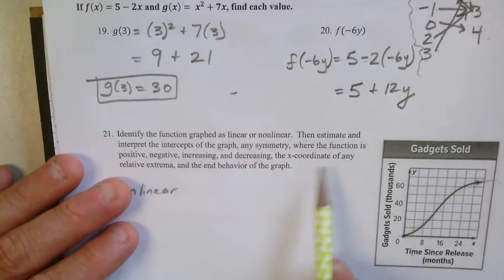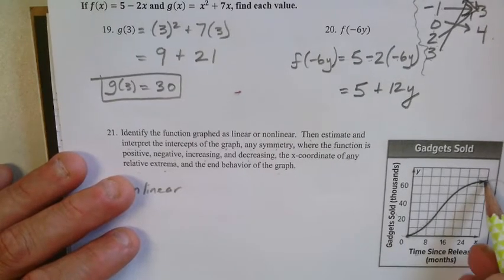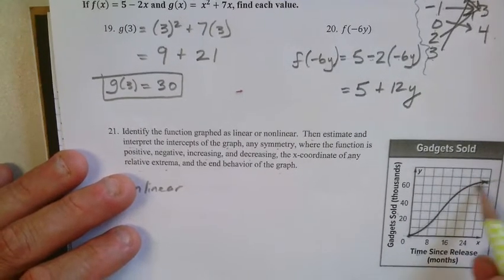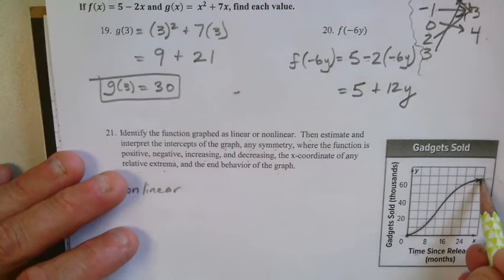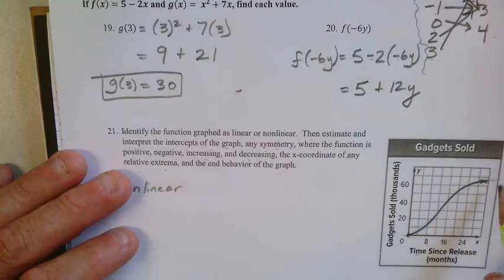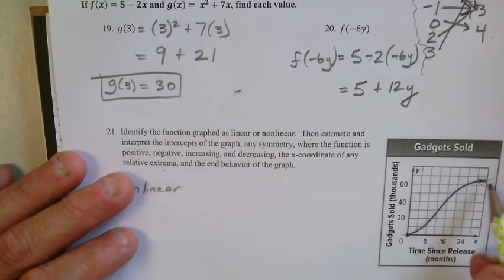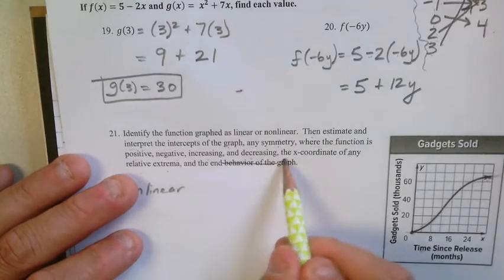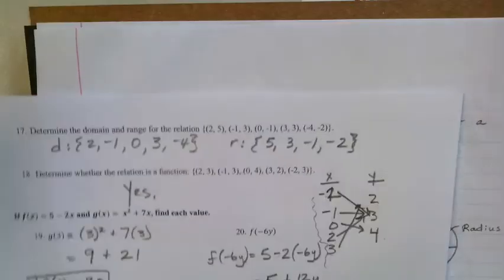The x-coordinate of any relative extrema. Well, I can't say that this is a relative extrema because I don't know what it's around. If it starts to curve downward, this would be a relative extrema. Okay, this would be a relative maximum. Okay. And the end behavior of the graph, we didn't even talk about that, so we're not even concerned about it. Okay. All right.